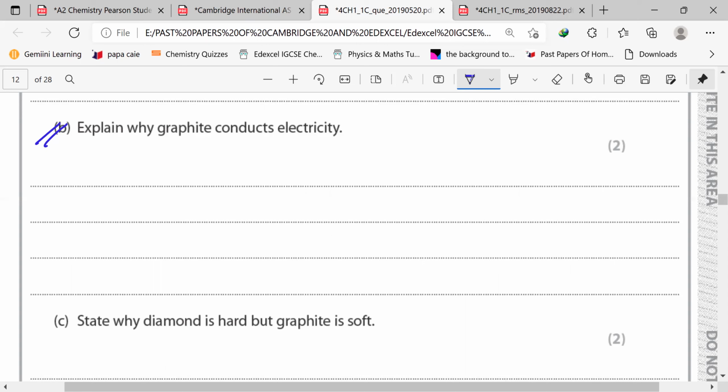You will write 2 sentences for 2 marks. What will you write? Graphite has delocalized electrons which are free to move. That's it.